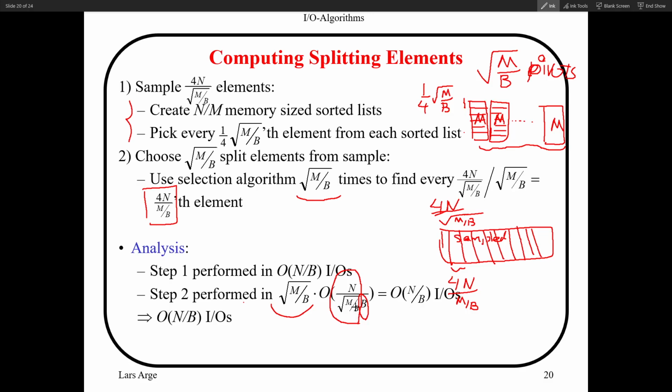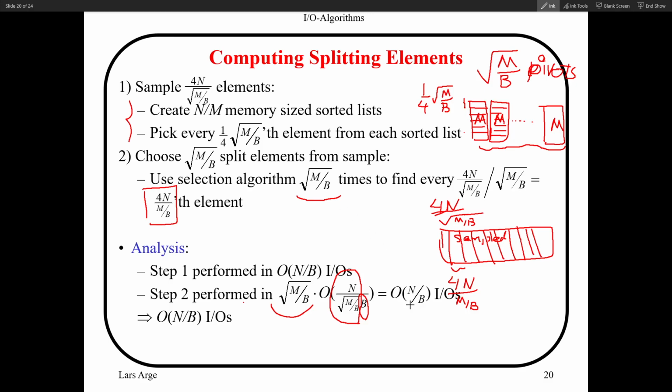Every pivot can be found in the number of elements divided by b IOs, and I need to repeat this m over b times. And once you do the math, this cancels with this, and I get n over b, right? So this whole thing magically runs in n over b IOs, and in particular, these numbers are chosen in such a way that the math works out to be n over b. So there is nothing too exciting here. And that's actually the reason why these numbers are a little bit strange, such that they're cooked up to give us n over b IOs.